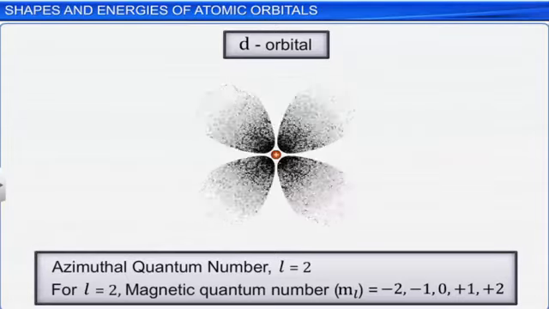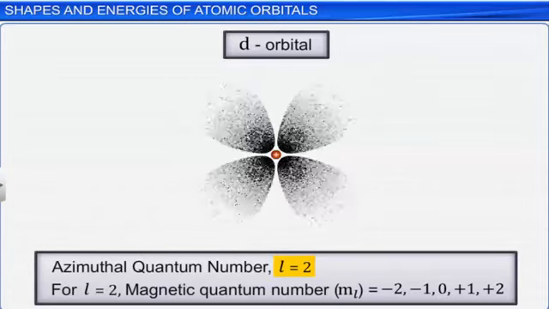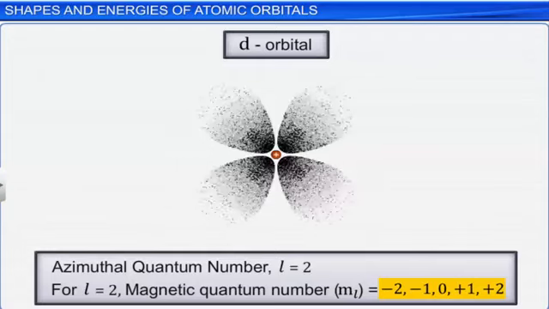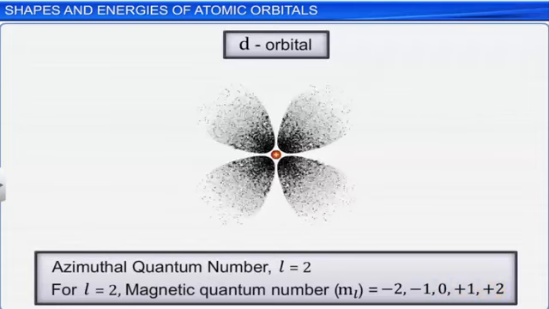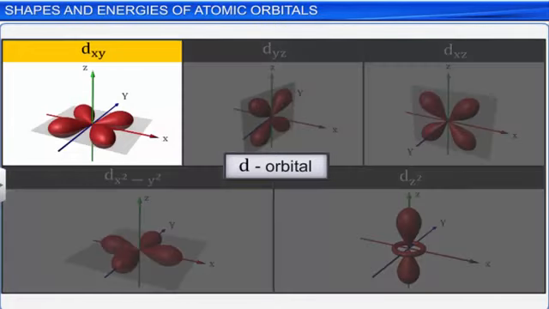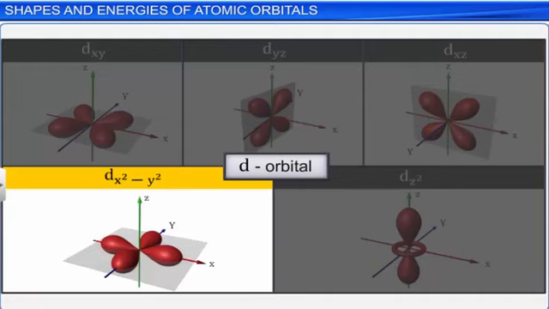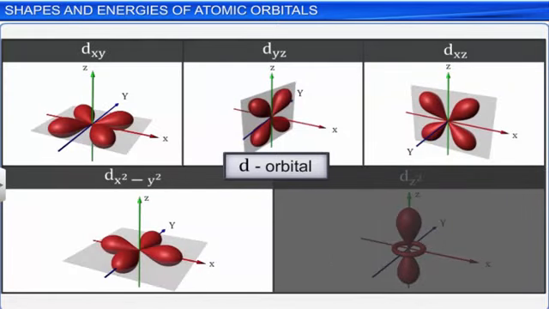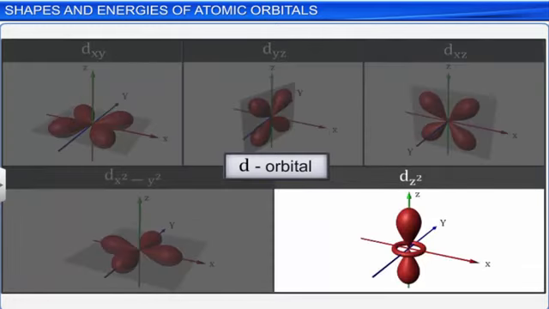For the d orbital, the azimuthal quantum number l is equal to 2. Therefore, the number of possible orientations given by the magnetic quantum number ml is 5, corresponding to ml equal to -2, -1, 0, +1, +2. The boundary surface diagrams pertaining to these orientations, designated as dxy, dyz, dxz, dx²-y², and dz², are shown. Note the similarity in shapes of the first four d orbitals, which are different from the fifth orbital, dz². The shape of dz² is donut shape.